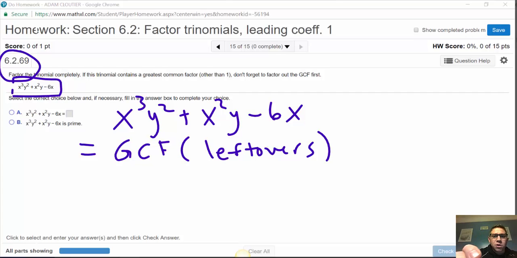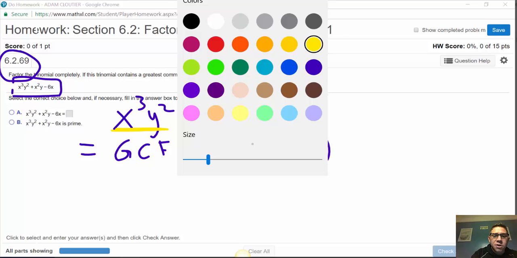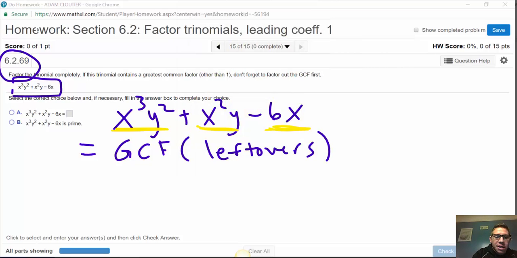In this case, when I look really closely at these three terms, I see an x in the first term, an x in the second term, and an x in the third term. I don't see anything else that's common in all three, so the GCF for all three terms is x, which means I'll write an x here, and then I'll figure out what's left over.